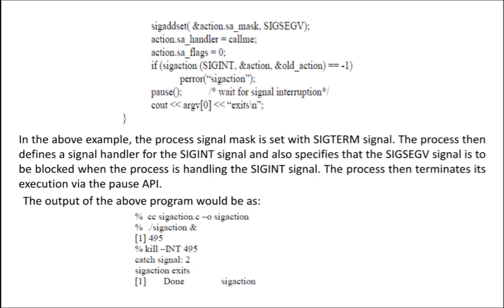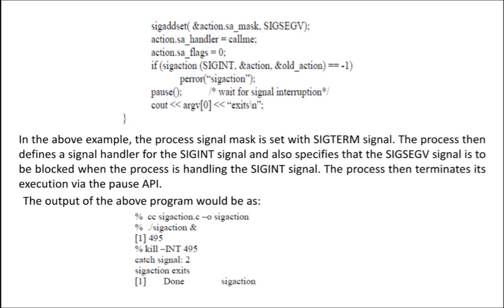After catching that signal, I am setting the action flags to 0. That means it will take the particular action that is defined in the action function, right? Next, I'm checking sigaction to see whether the particular action is defined for that particular signal in the action function. If it's not there, I'm going to print the error. Otherwise it will take the action, and it will also wait for the signal interruption.